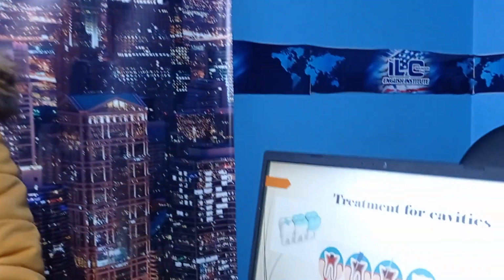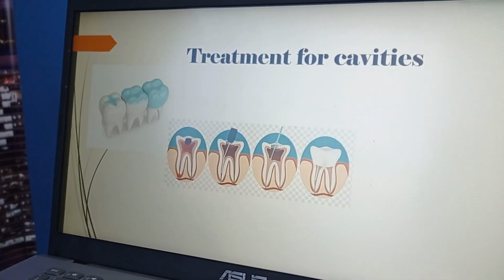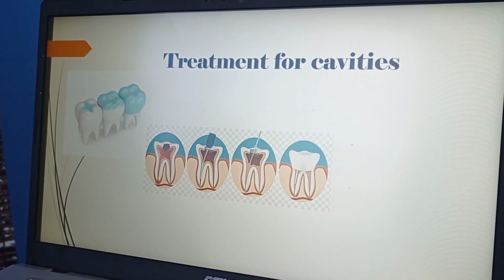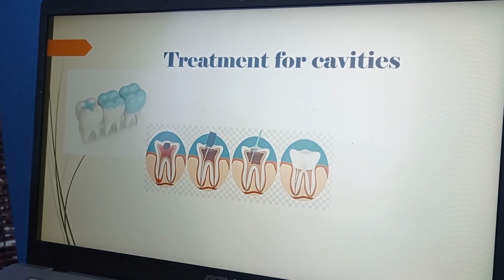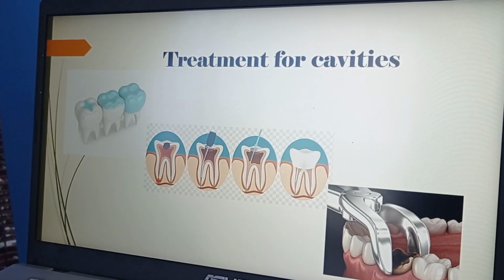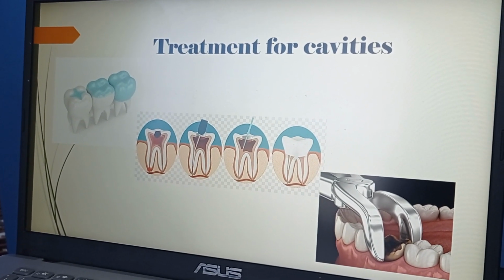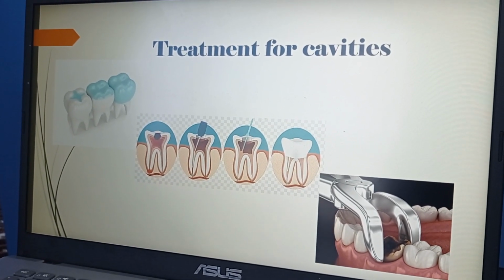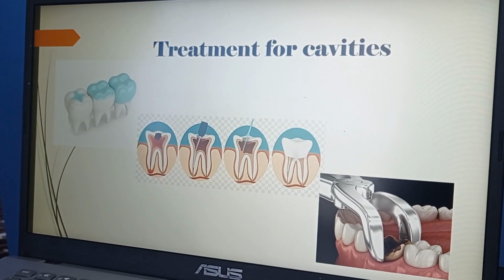Treatment for cavities. In an initial cavity, the dentist will make a filling, first removing the affected tissue and then placing the filling in that space. The next, if the caries has reached the dental pulp, the dentist has to perform a root canal, removing the nerve. In advanced cases, the tooth can be completely destroyed. In these cases, it's necessary to extract and replace the lost tooth.